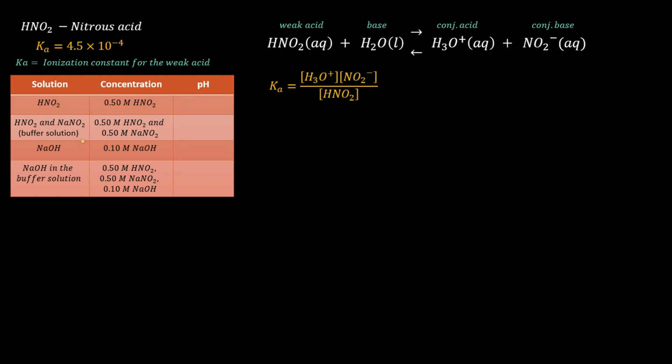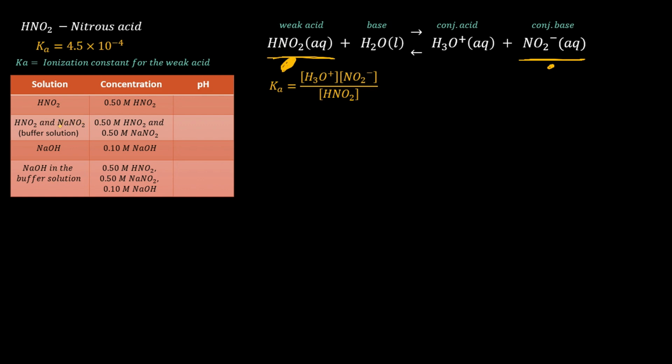Now, the buffer solution will be made up of nitrous acid and sodium nitrite. Buffer solutions would have considerable concentration of both the acid and the base for the conjugate acid-base pair. So using nitrous acid alone, we won't be able to produce a buffer solution because nitrous acid ionizes slightly, so we have a small concentration of the nitrite ion and a larger concentration of the nitrous acid.